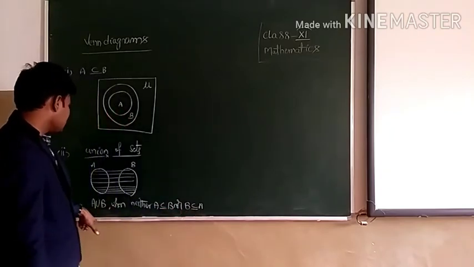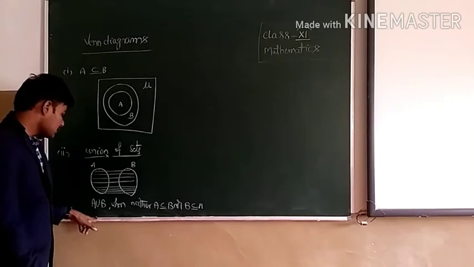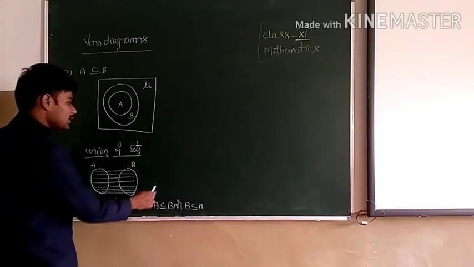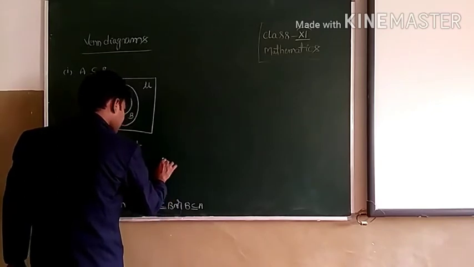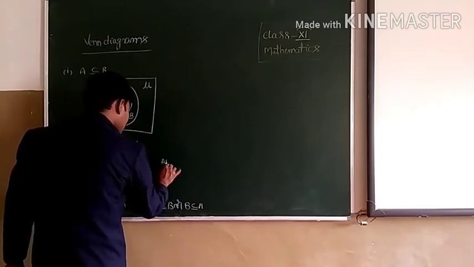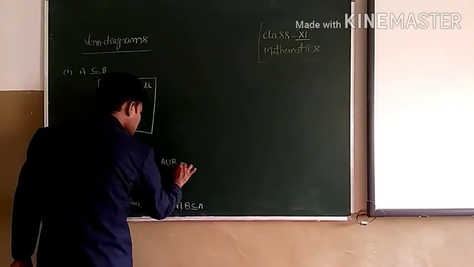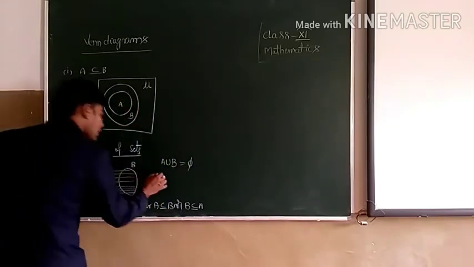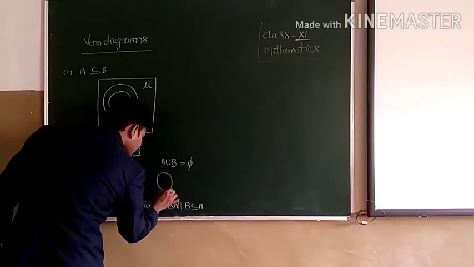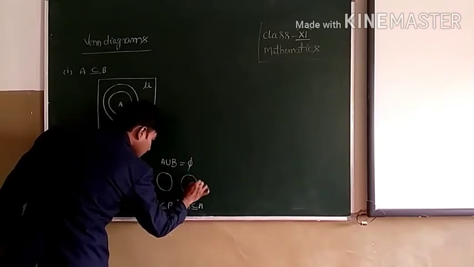So we can represent this union of sets in another case. Suppose A intersection B, A union B is equal to pi. How can we represent this? This is A, this is B.